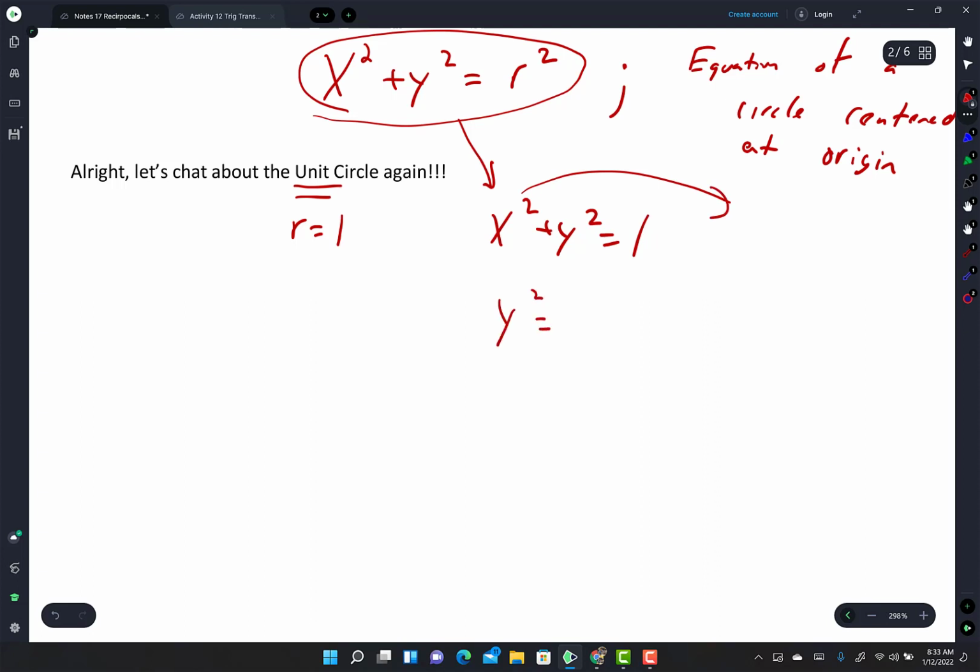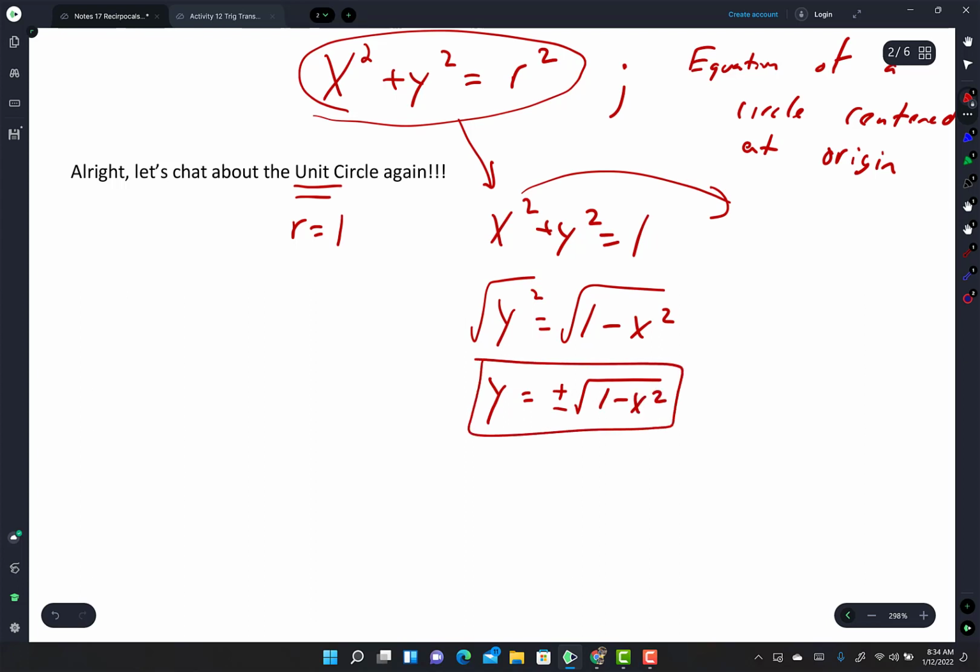So y squared equals 1 minus x squared. How do I get rid of that square here on the right on the y? Square root. y equals, now remember, every time you take a square root, you do plus or minus. And if I type this into Desmos, it will 100% give me a unit circle.